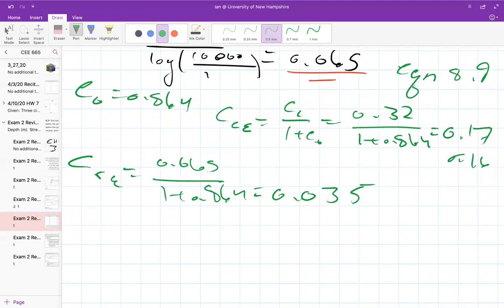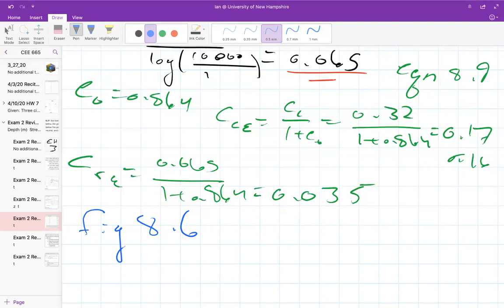And let's also try to get the pre-consolidation pressure. I may not be able to do this as much justice as your book does. Let me try to figure out which part of your book explains this really well. Okay, so if you went to figure 8.6 in your textbook, that is a really good tool to help you determine what the pre-consolidation pressure would be for your problem.